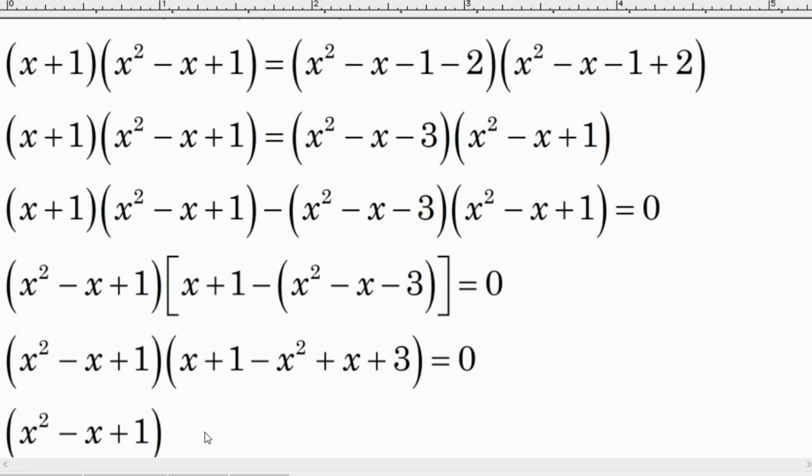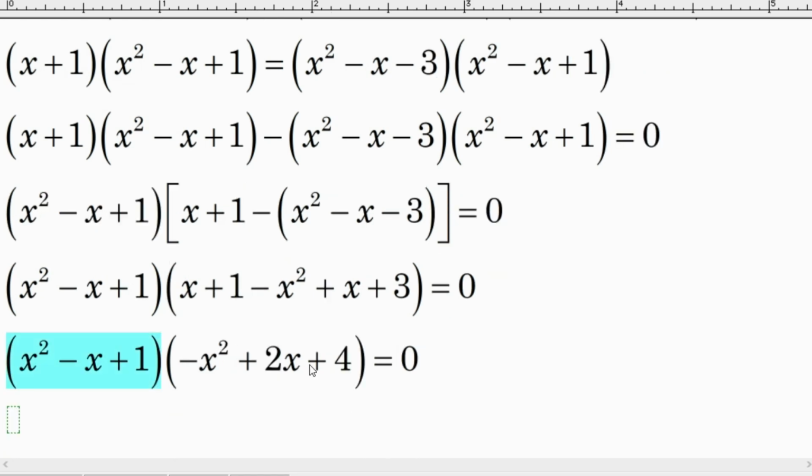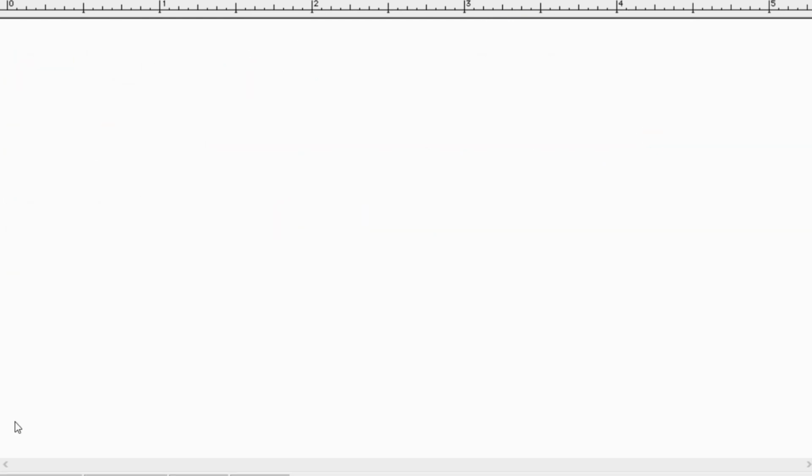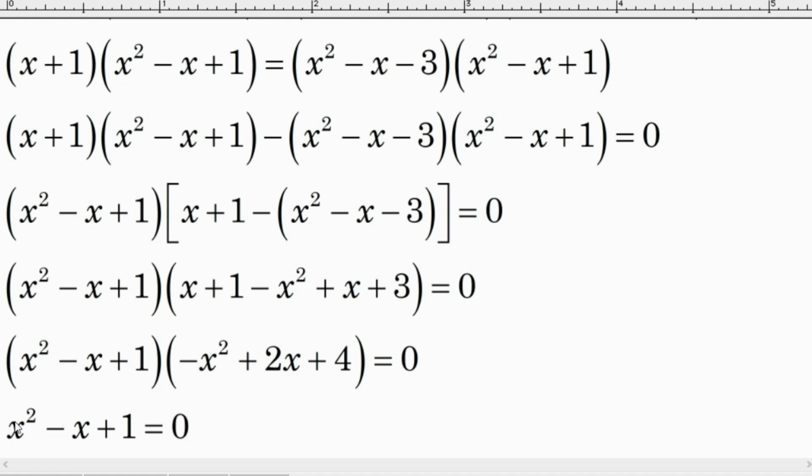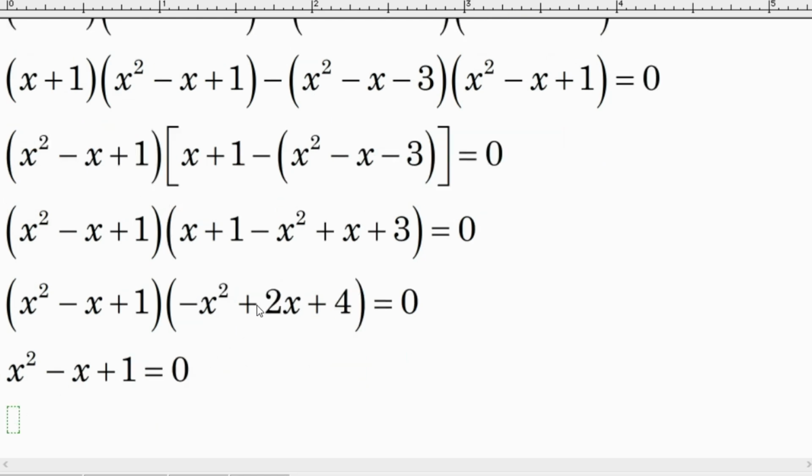And then, simplifying, we have minus x squared plus 2x plus 4 equal to 0. When we have two factor terms multiplied together equal to 0, we can set each factor equal to 0. So we can set this factor equal to 0, and then we can also set this other factor equal to 0.